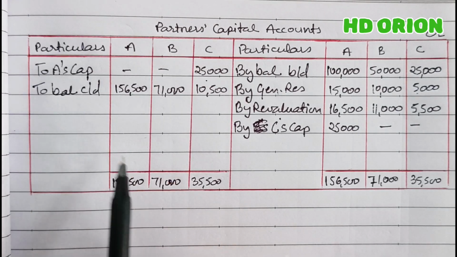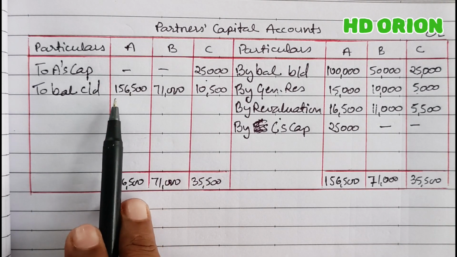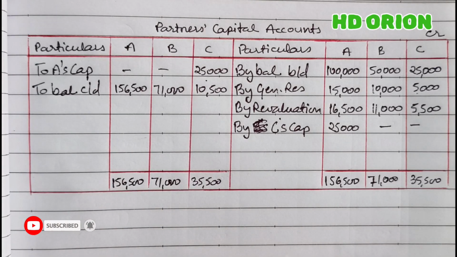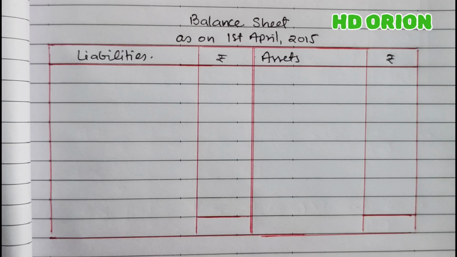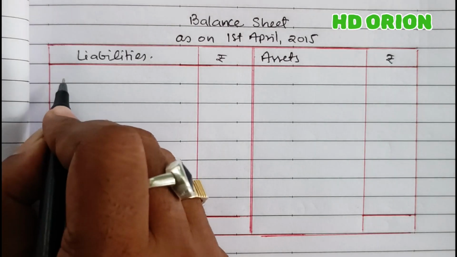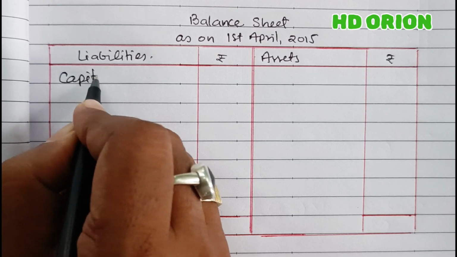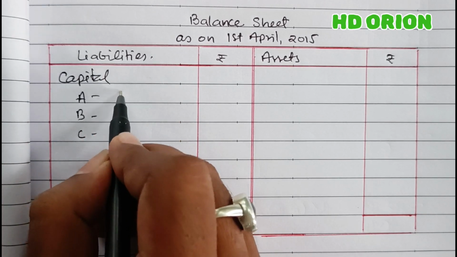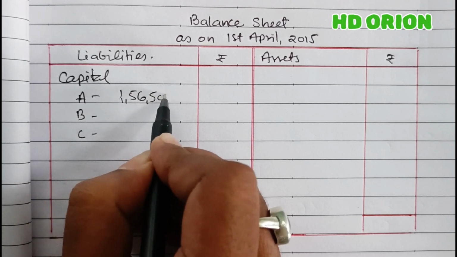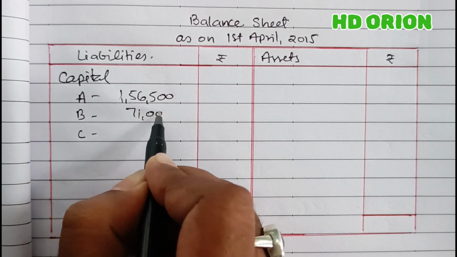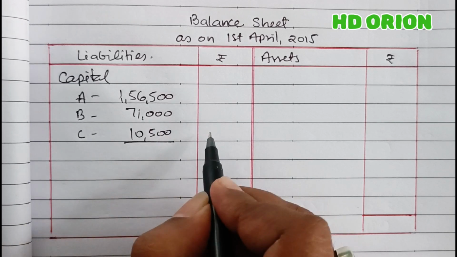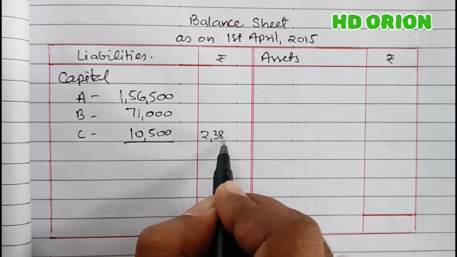So this is the balance sheet. This is the capital account, and these figures will be shown in the balance sheet on the liability side because these are credit balances. So in the balance sheet, we will write capitals of partner A, B, and C. That's the new capital which we have just calculated. Closing balances, grand total of which is rupees 2,38,000.